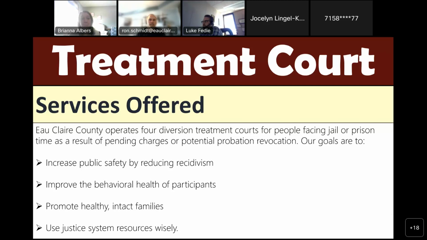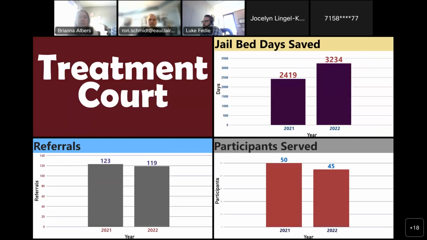Next slide, please. So here are just a couple of graphs we can talk about. The number of people that we have served in calendar year 21 was 50 clients in our community. And in calendar year 22, it's 45 clients. Our referrals, you can see in 2021, we had 123 referrals, and in 2022, we had 119 referrals.